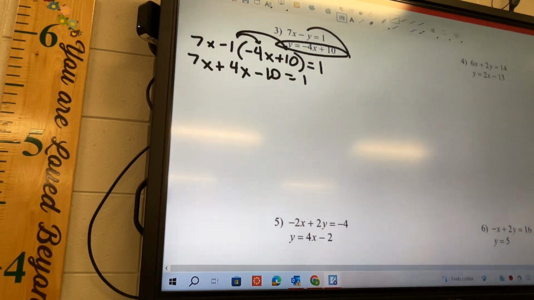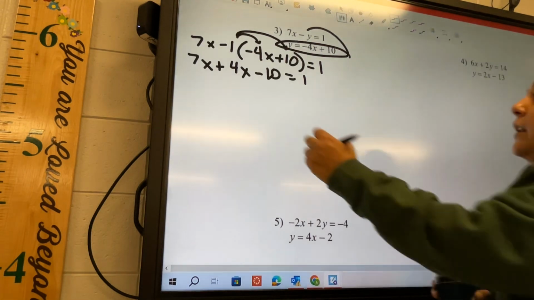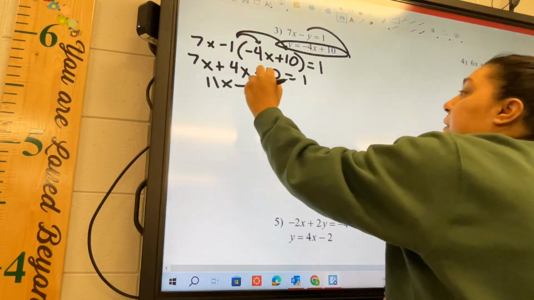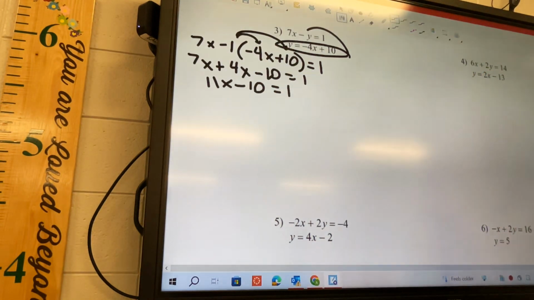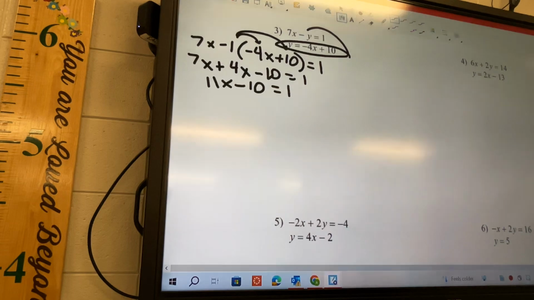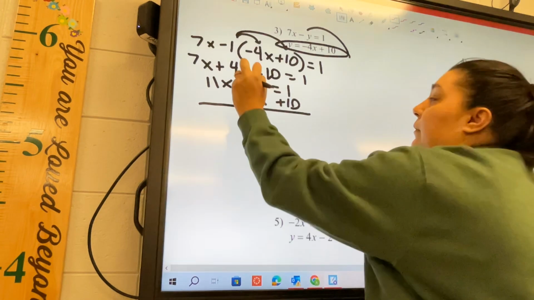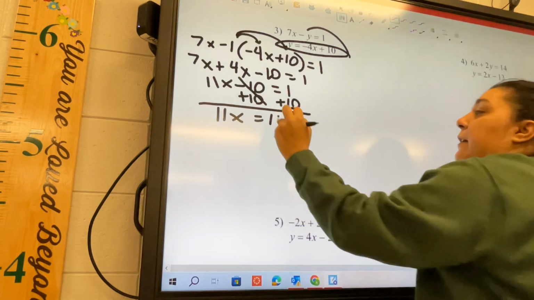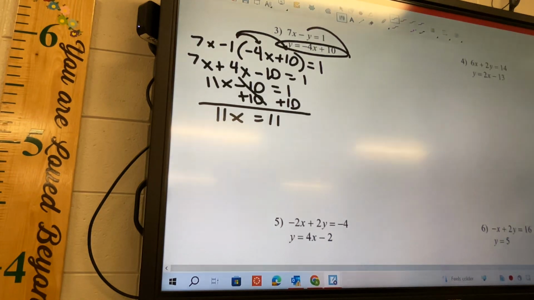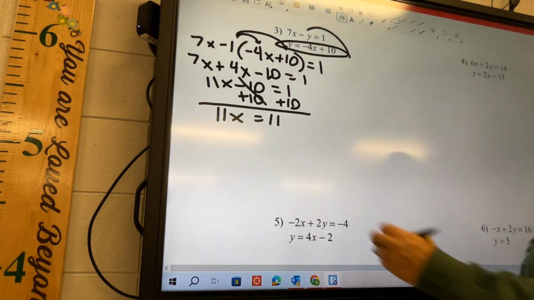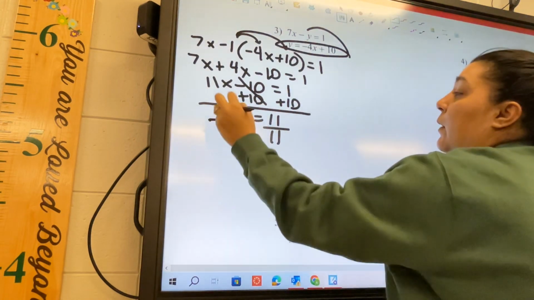Okay, then what needs done? Combine. Who can get combined? 7 and the 4. So we're going to get 11x minus 10 equals 1. Okay, then we're going to add 10 to both sides. So I get 11x equals 11. Then what? Divide by 11. Okay, and so what are you going to get for x? 1?